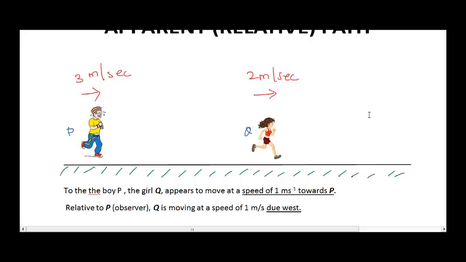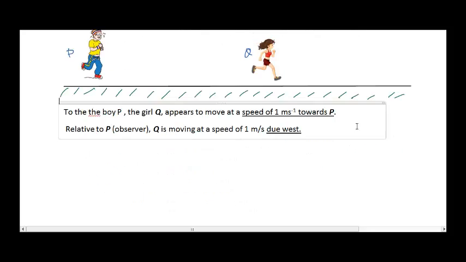Now, for the girl as observer, the boy P is moving 1 meter per second towards the girl, or towards east. I repeat, if you take Q as observer, the girl can observe that P is not moving at 3 meters per second. P is moving at 2 meters per second relative to her because she is already moving 2 meters per second, so the boy seems to be moving 1 meter per second towards east. So this is called relative velocity.